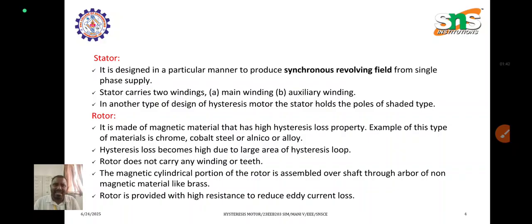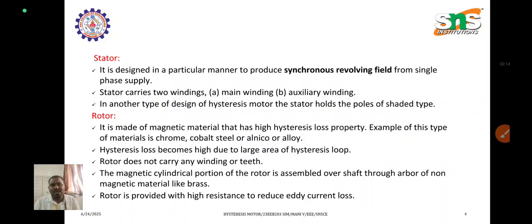The stator carries 2 windings: one is called the main winding and the other is called the auxiliary winding. In another type of design of the hysteresis motor, the stator holds standard poles. The rotor is made of magnetic material with high hysteresis loss property. Examples are chrome, cobalt steel, alnico or some other alloys.